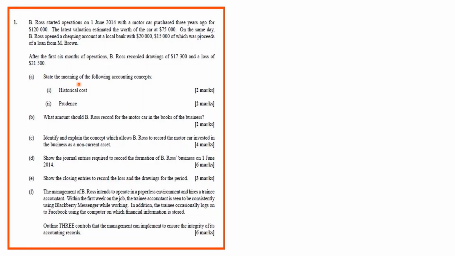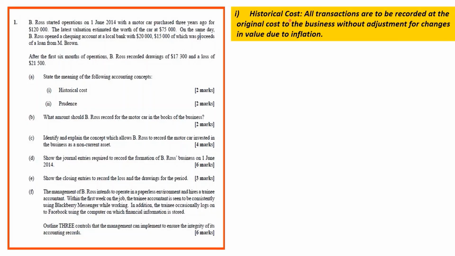Part A. State the meaning of the following accounting concepts: 1. Historical cost, and 2. Prudence. The first, historical cost: all transactions are recorded at the original cost to the business without adjustment for changes in the value due to inflation.